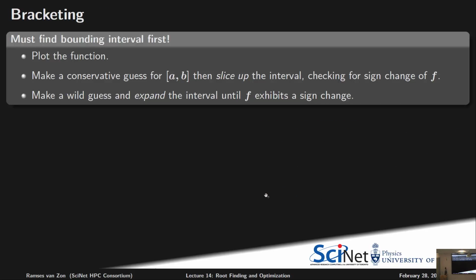So how do we find this initial bounding interval? It's a bit of an art. You kind of have to know a little bit about your function. So often, if you can, you will plot the function, or you would plot a function that's kind of like it. If it's very expensive, you could make an approximation to get an idea of what it looks like. But if that's not feasible at all, you could make some conservative guess.